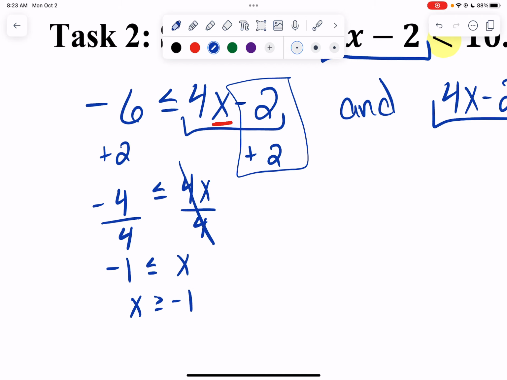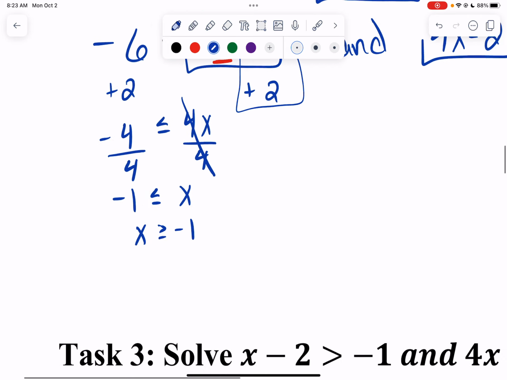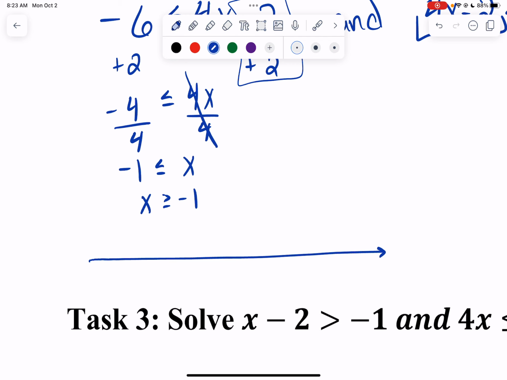Okay, it also does say to graph it. So I'm going to graph this, but it's an and statement, so I'm just going to mark my 0, mark my -1, and I'm going to do it above. So x is greater than or equal to -1 is that guy right there. Now let's solve the other half.